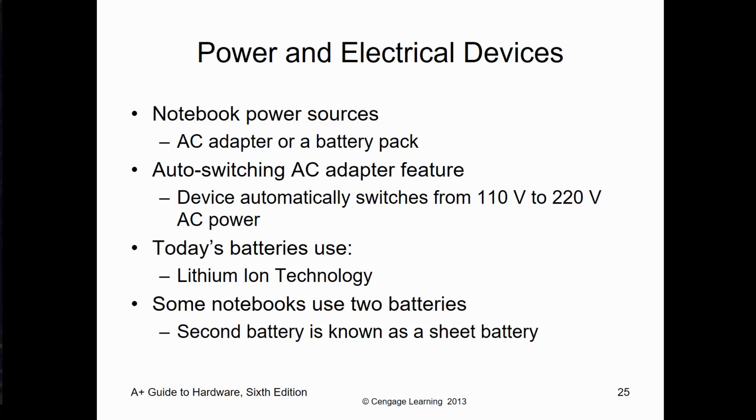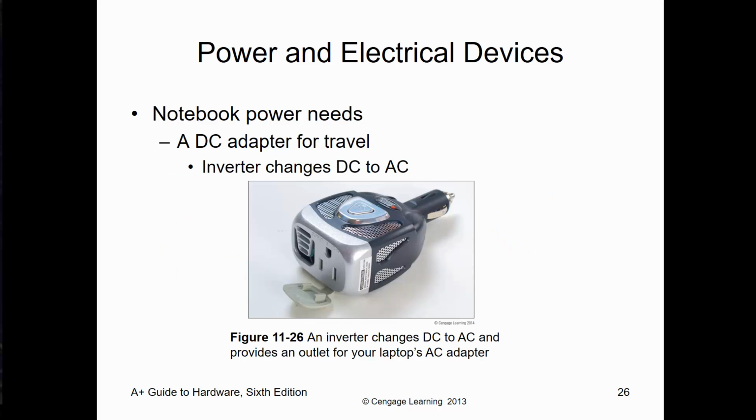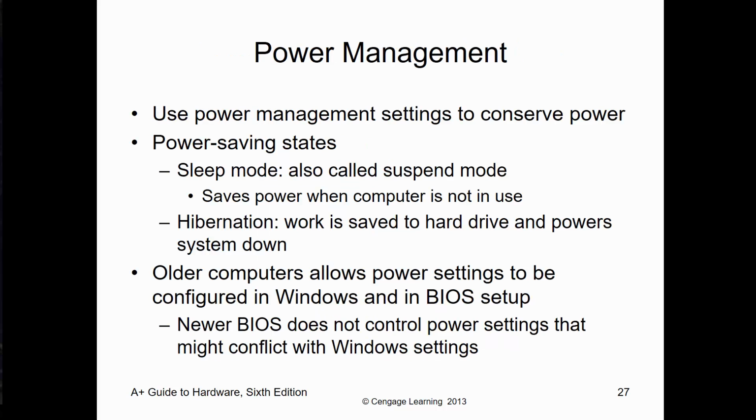Batteries consist of lithium-ion technology, and sometimes notebooks can have a second battery. I'm not really seeing a lot of them with second batteries, but it can happen. You can also have power on the go, which will be a DC power converter. It converts your DC to AC, and then changes your battery pack from AC back to DC, because your laptop normally runs off of DC.